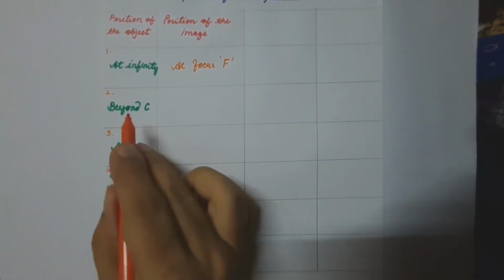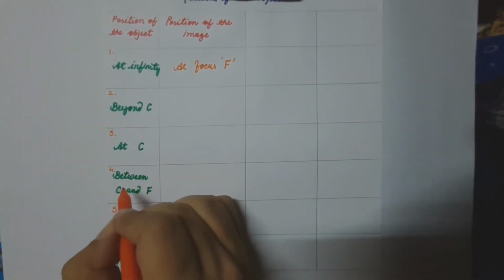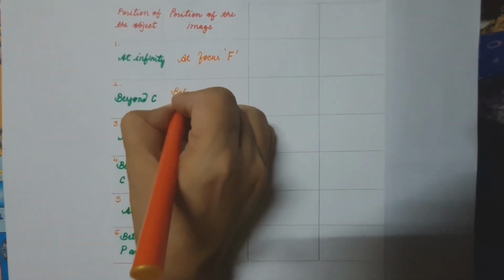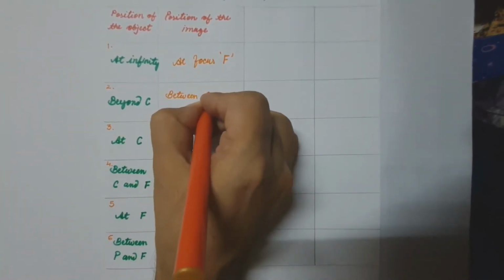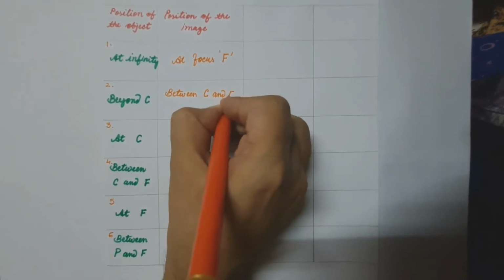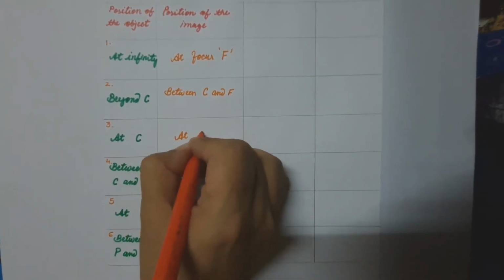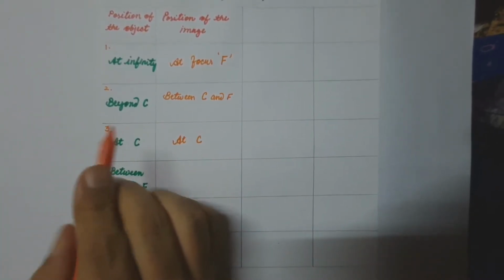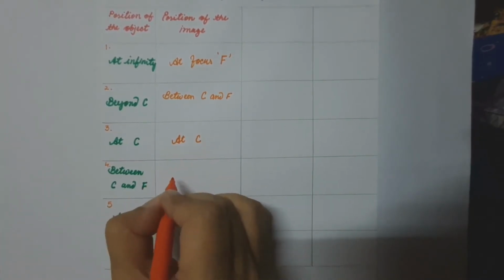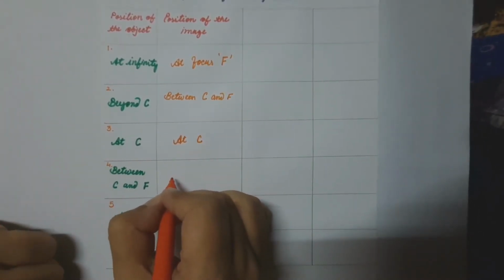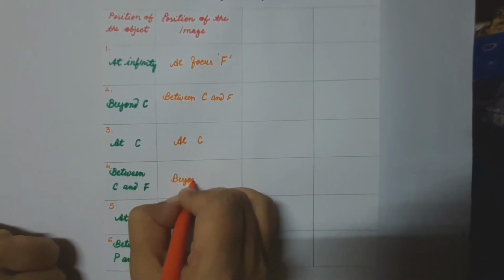Then the fourth point against the second one in the image. The fourth point is between C and F. Third point against third, at C. Now the second point against the fifth position of the image, which is beyond C. First point, at infinity, against the fifth point, that is at focus.